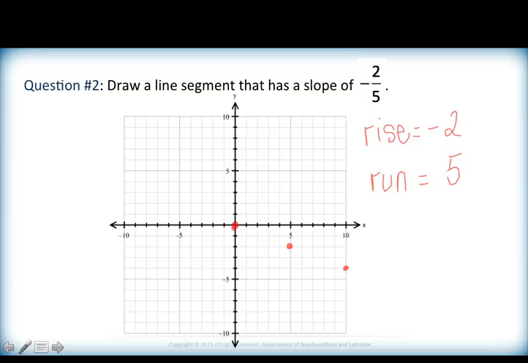Instead of going down, I'm going to go up 2 and to the left 5. So we're going to go 1, 2, and to the left 5. 1, 2, 3, 4, 5. And I can do the same thing to make another point. Go up 2, 1, 2, and to the left 5. 1, 2, 3, 4, 5. So this is what a line segment looks like with a slope of negative 2/5.